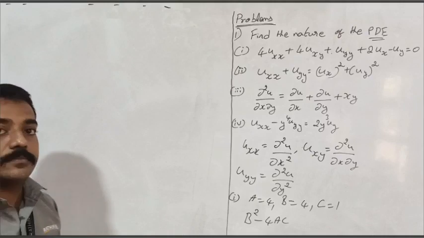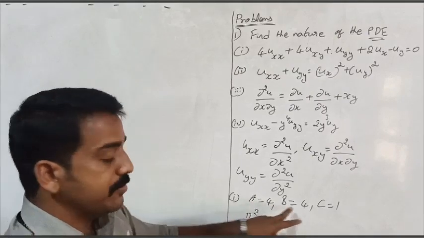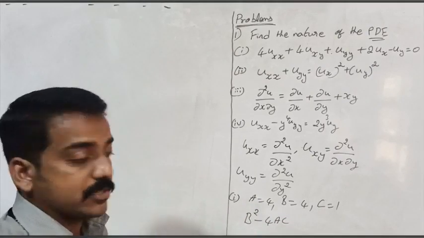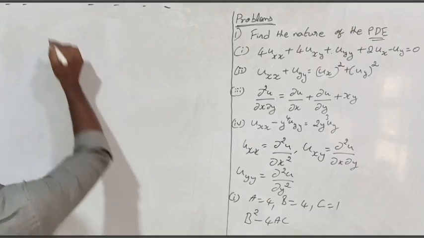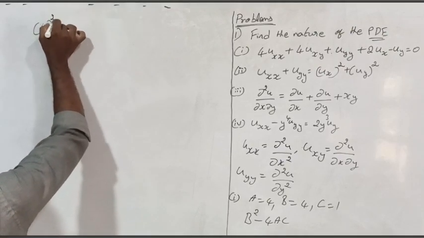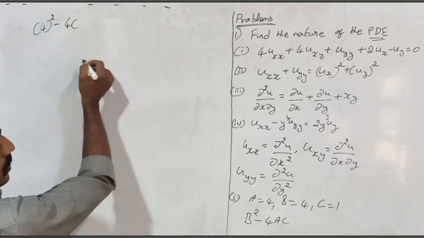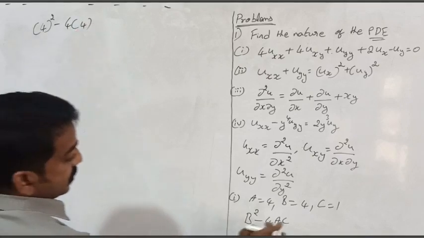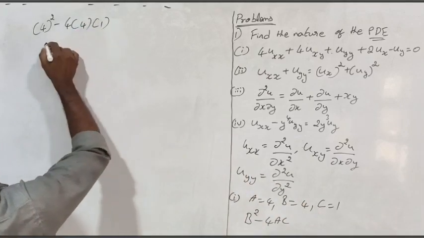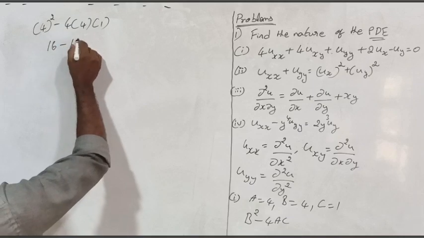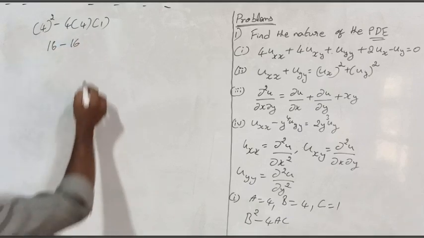B value. After finding the value of a, b and c, now we have to substitute in this equation, b square minus 4ac. The b value is nothing but 4. 4 square minus 4 of what is a value? 4, and c value is 1. That is 16 minus 4 into 4, 16. 16 minus 16 is equal to 0.